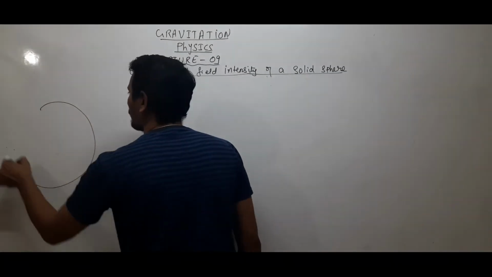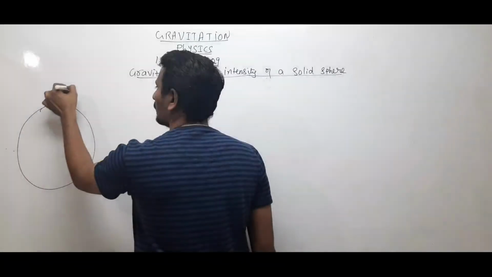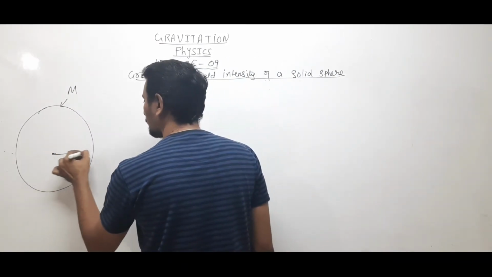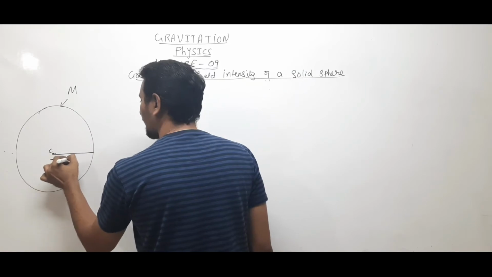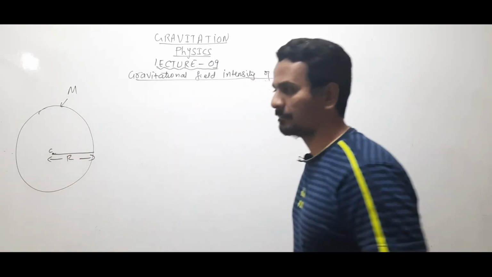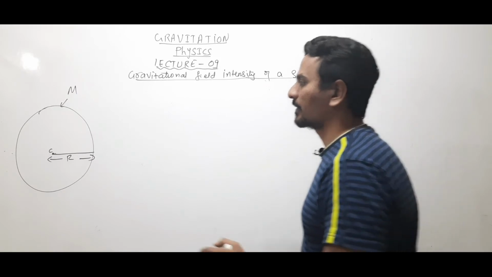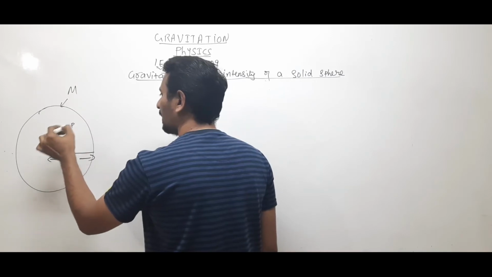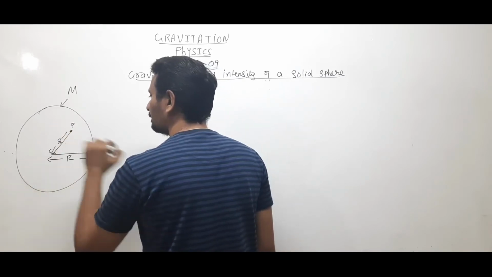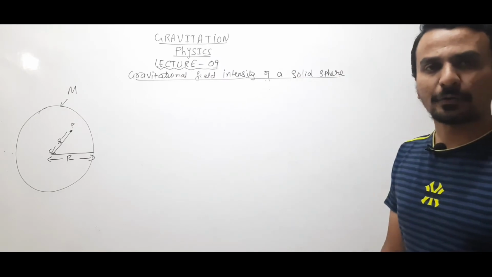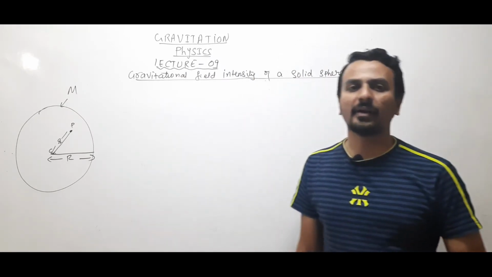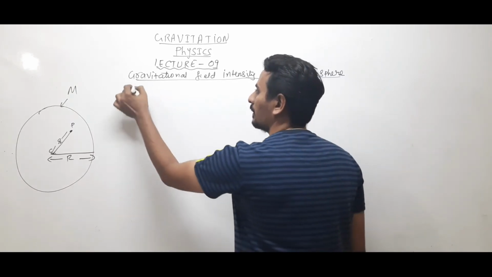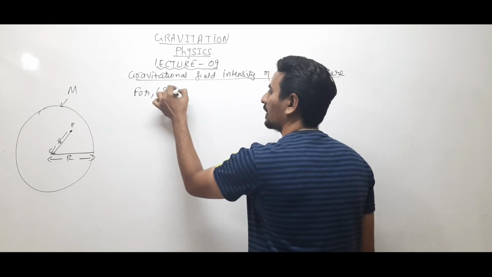Let there be a solid sphere, let M be the mass of the solid sphere and let R be the radius of the sphere. Suppose we want to calculate the field intensity at any point P which is at a distance r. So we have to calculate the gravitational field intensity inside a solid sphere at any distance r, which is of course less than R. So the derivation is for r less than R.